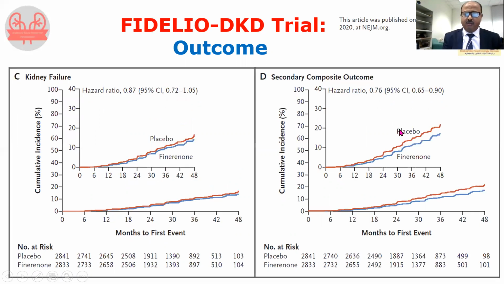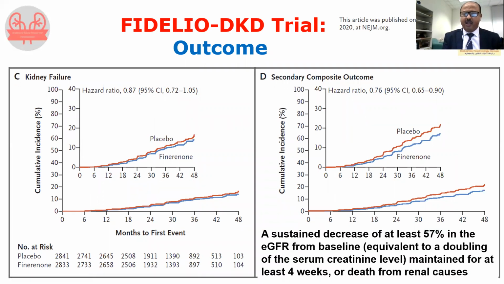So this is good news for the kidney, and this is for kidney failure, although it is not significant here, but the hazard for the secondary composite endpoints was significant. It is 0.76. What is the secondary composite outcome in this study? A sustained decrease of at least 57% in the estimated GFR from baseline, equivalent to doubling of serum creatinine level, maintained for at least 4 weeks, or death from renal causes.